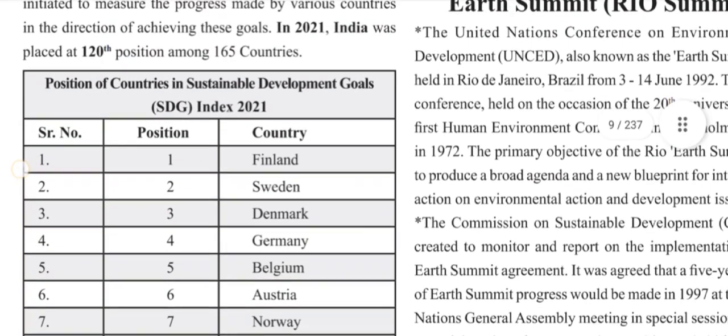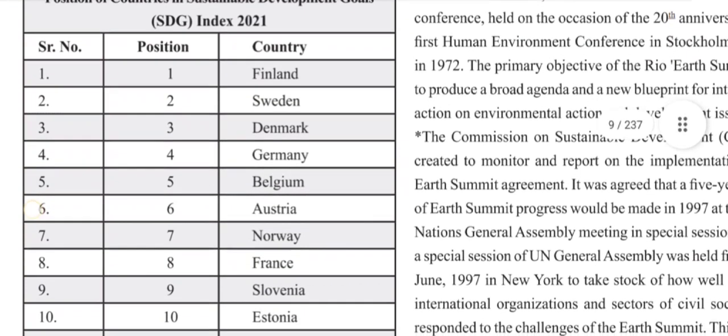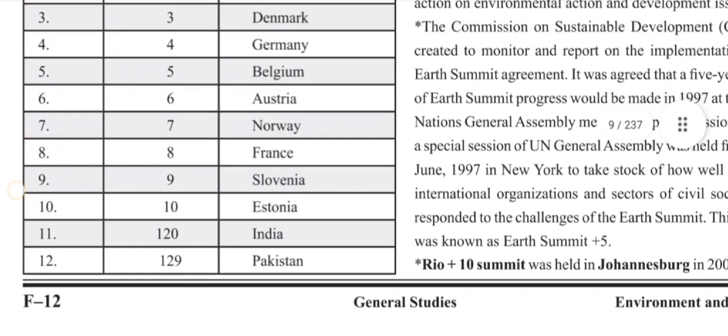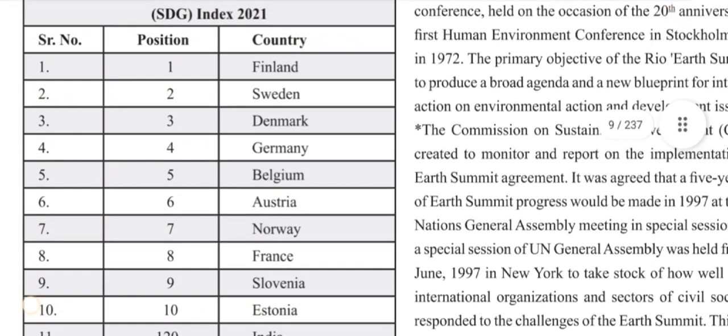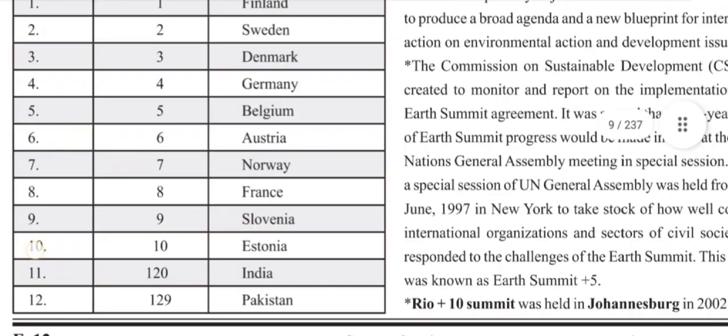Position of countries in the Sustainable Development Goals SDG Index 2021. First position Finland, second Sweden, third Denmark, fourth Germany, fifth Belgium, sixth Austria, seventh Norway, eighth France, ninth Slovenia, 10th Estonia. All these are European countries. 120th India, 129th Pakistan.